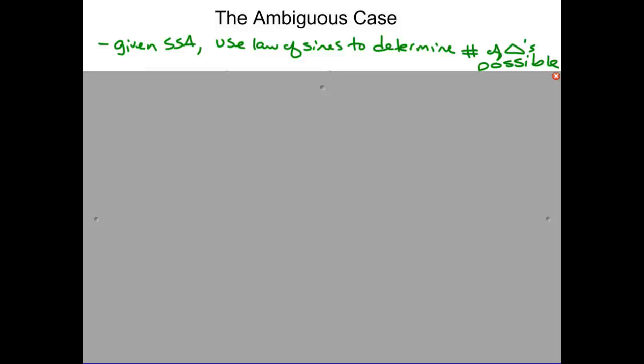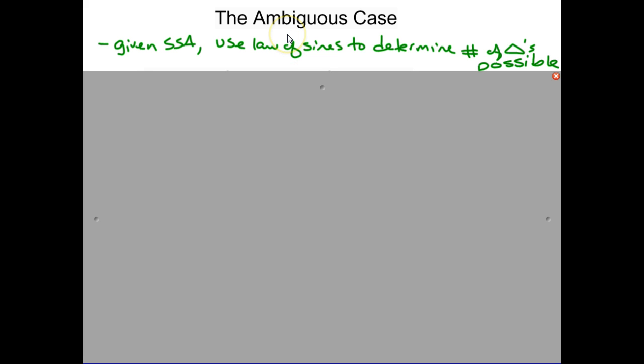In this recording, we're going to look at something called the ambiguous case. If you remember from geometry, if you have side-side angle, it doesn't necessarily prove congruence. Remember, if you say it backwards, it spells something bad. So what we're going to do is use the law of sines.